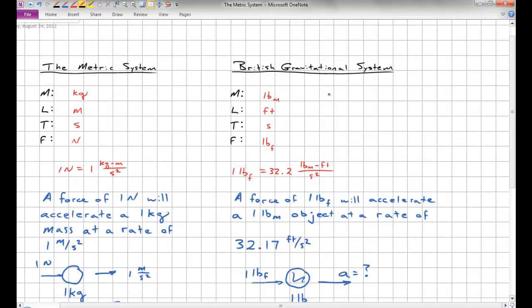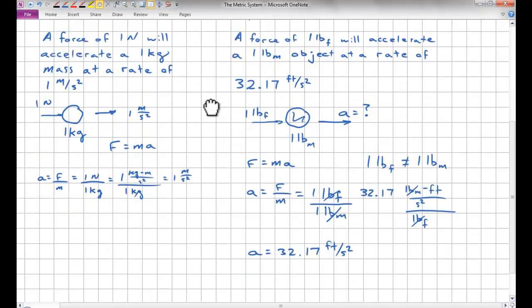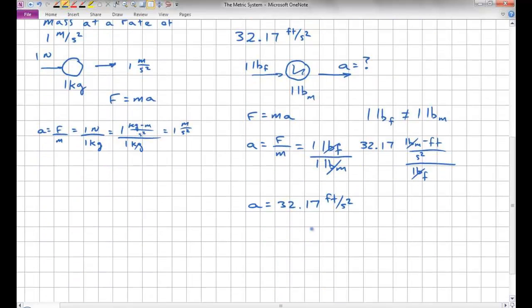So in the British gravitational system, we might also see the units of mass defined as a slug. And you think, well, all right, what's a slug? If we go back down, we'll look at this definition of the dimensions of mass versus these units describing the dimensions of mass. So think about pound mass versus slugs. Let's think of it in terms of slugs and feet and seconds.